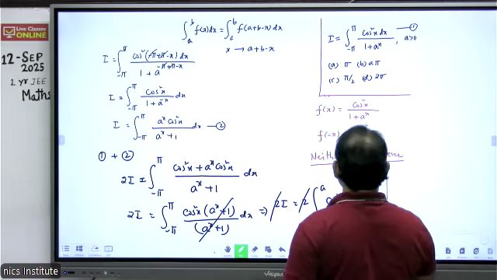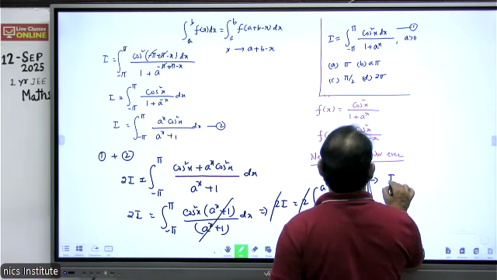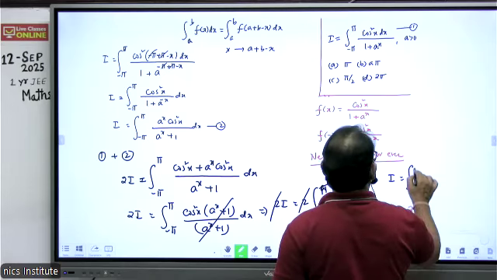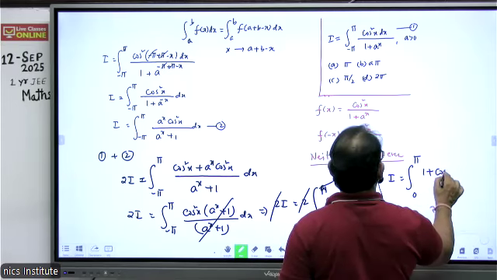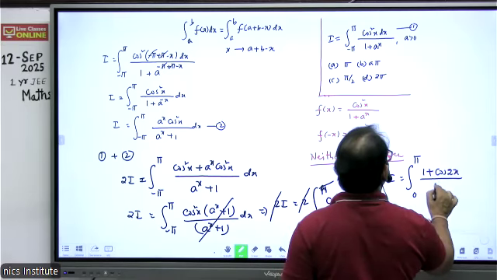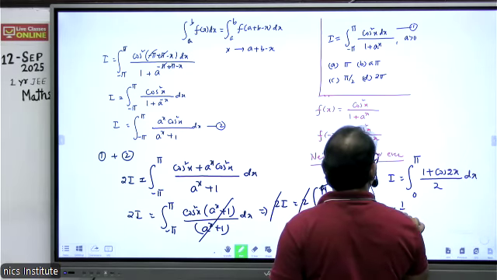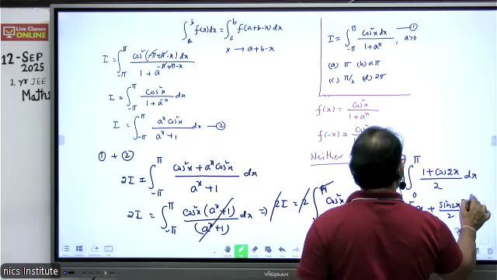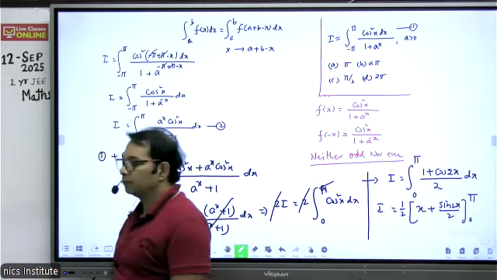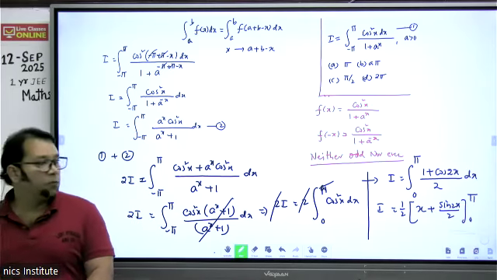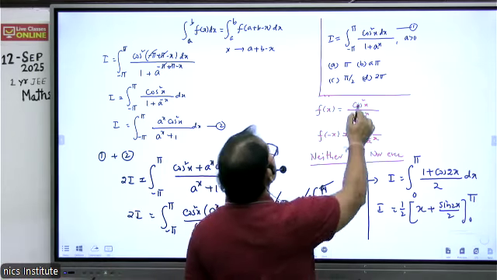You know how to integrate cos square x? 0 to pi. So it will be 1 plus cos 2x by 2. Integrate it. Cos 2x is sin 2x by 2. Put the limits 0 to pi. So when you put the limit, answer is pi by 2.